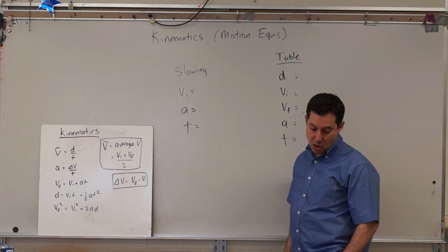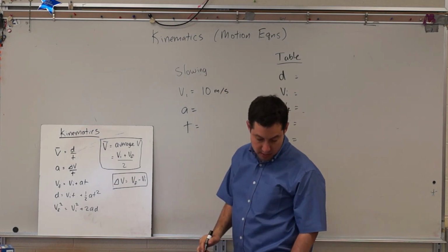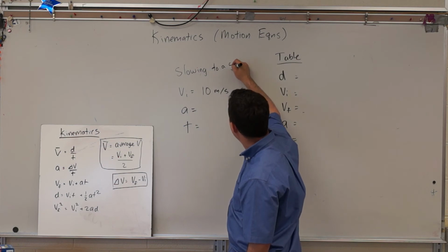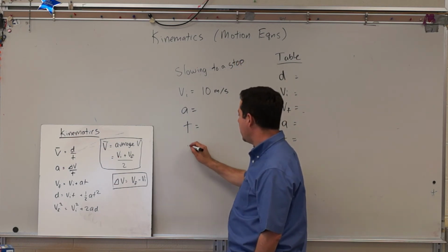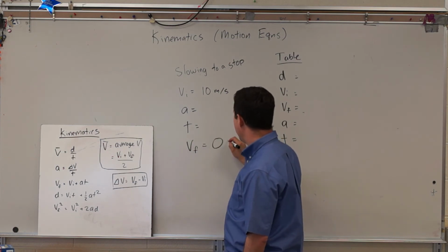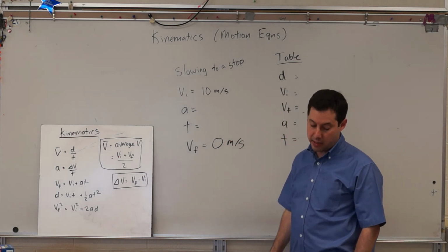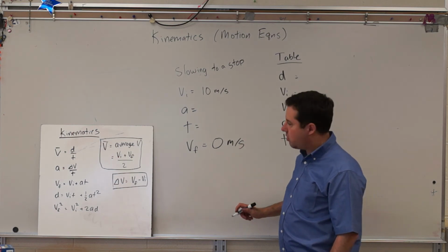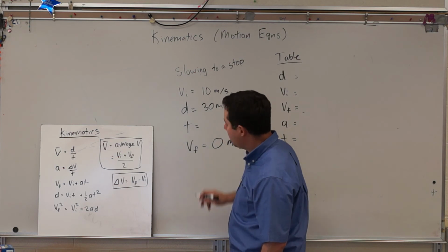So let's say you're slowing down. You start at an initial velocity of 10 meters per second, and you come to a stop. Well, if you come to a stop, it's not explicitly said, but you can figure out your final velocity has to be 0. That's what coming to a stop means. So it could just say you're going at 10 meters a second, you come to a stop and you travel a distance of, I'm going to change it to D, 30 meters.